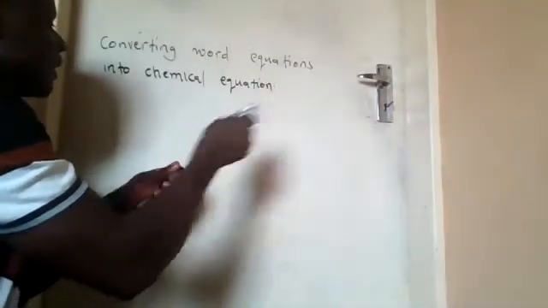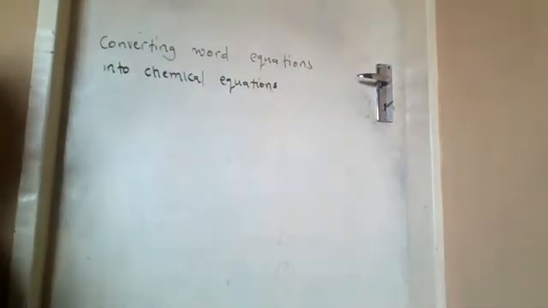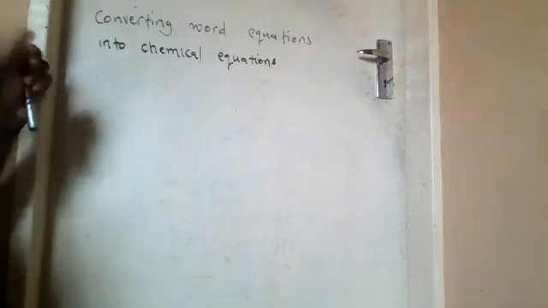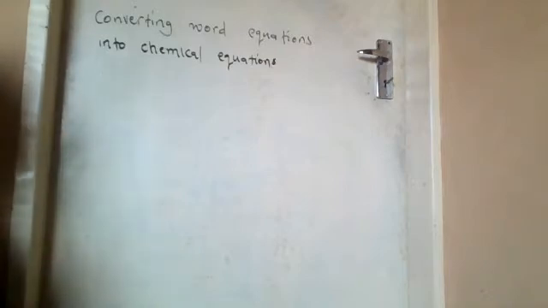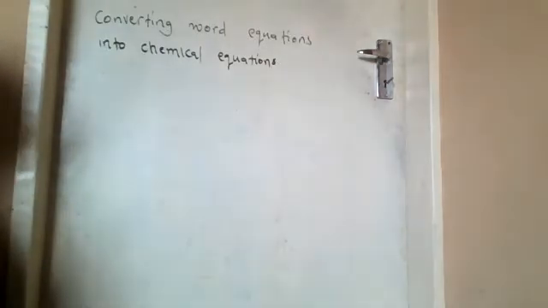Today we're looking at how we can convert a word equation into a chemical equation. Now we need to understand that the chemical equation is made up of the chemical formulae. That's why it was very important at the beginning that I taught you how to write the chemical formula, because the chemical equation is made up of chemical formulae as well as the signs such as plus and the arrow.